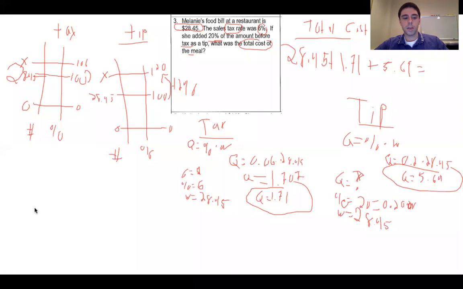We need to add the original, tax and tip. Awesome, exactly. We're going to get 35.85, and this will be our total bill.